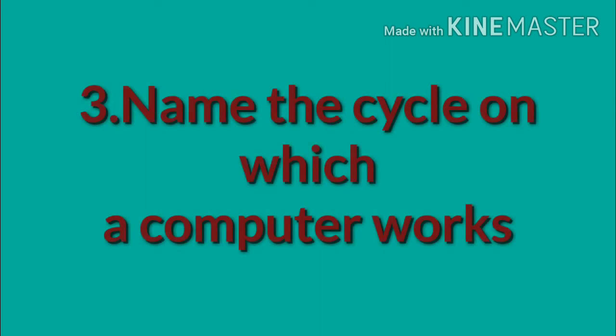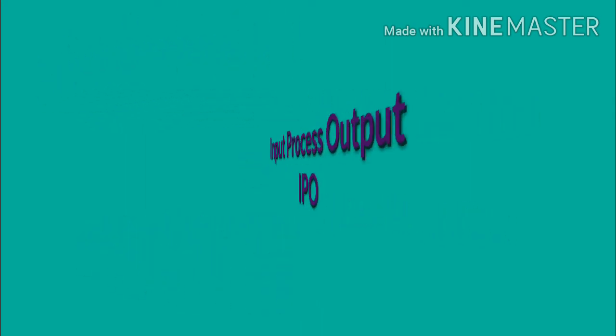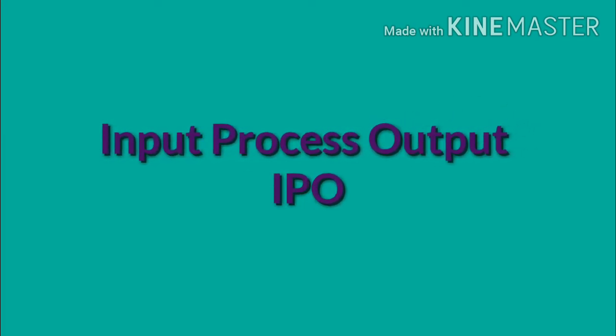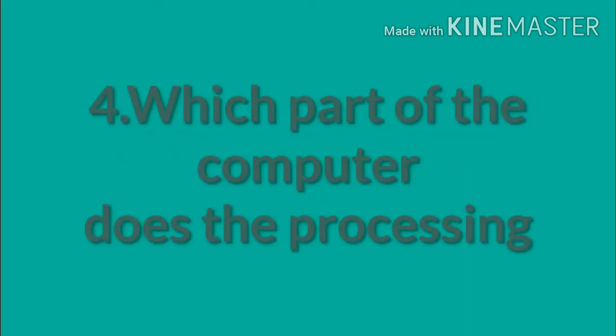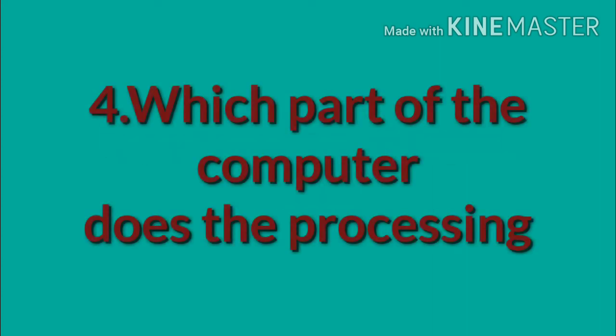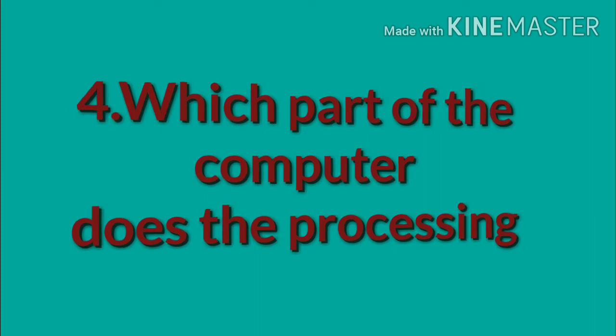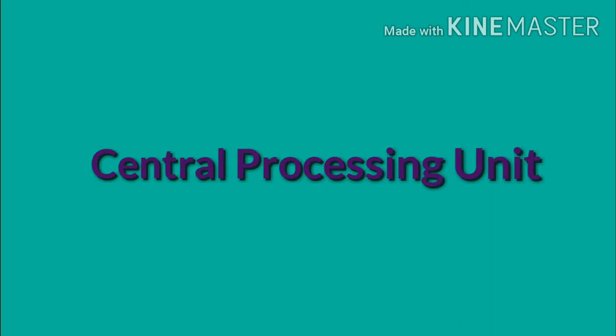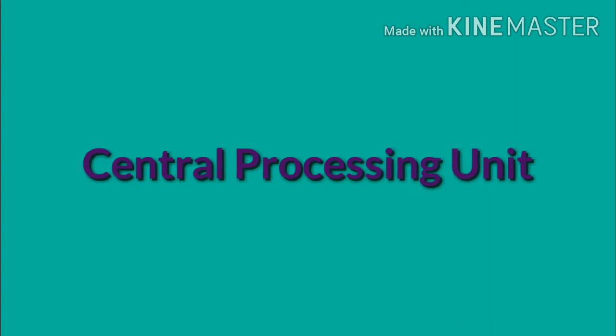Number 3. Name the cycle on which a computer works. Answer is input, process, output or the IPO. Number 4. Which part of the computer does the processing? Answer is Central Processing Unit or CPU.